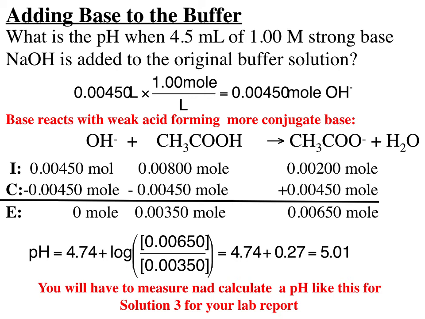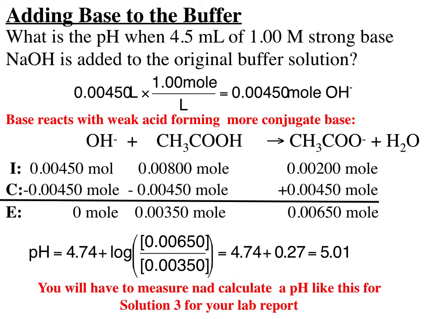Now, of course, the NaOH is a strong base, meaning it dissociates completely. So whatever number of moles of strong base were present will be equal to the number of moles of hydroxide I'm adding to the buffer. So the 4.5 mils is equivalent to 0.0045 liters times the 1 mole per liter. I'm adding that again, 0.0045 moles of hydroxide into the buffer.